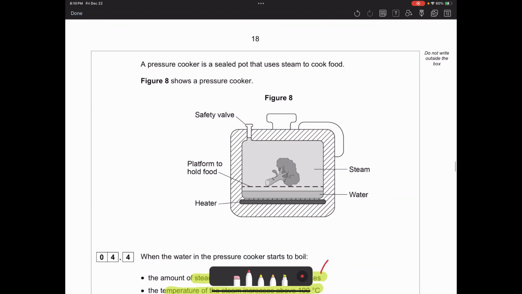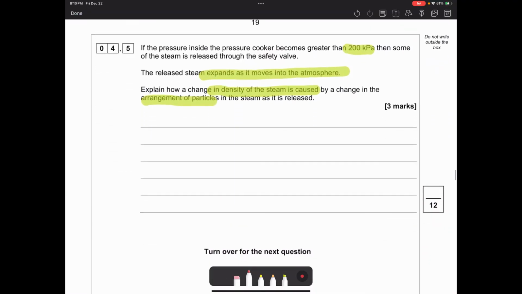So if you've got high pressured steam all in here and then it comes out the safety valve, what is then going to happen to it? Well, it's going to start spreading out, okay? Because the particles then can spread out quickly, like steam coming out of a kettle spreads out. So I would start off just by simply saying the particles start to spread out. Why are they able to do this? Because they're now in a bigger volume.